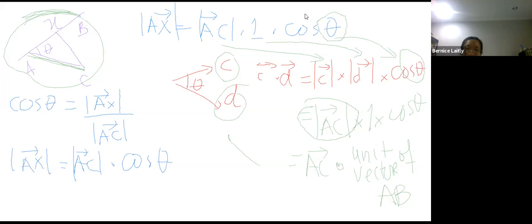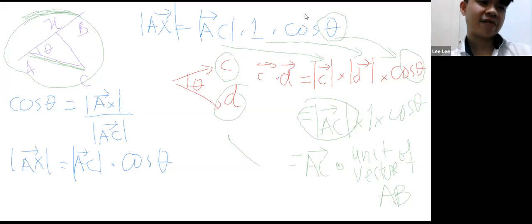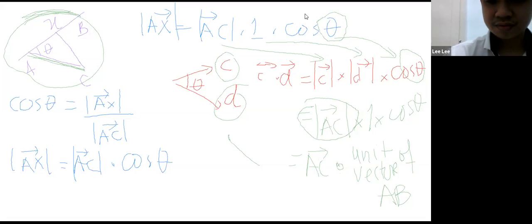Sir, I don't understand how the cos theta disappears. That I haven't explained yet. But at least until now, what I want you to understand is that the 1 is the unit vector in the AB direction. So if you already understand, I will carry on. Okay, now I will erase.